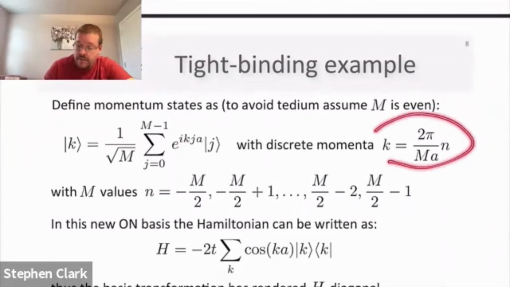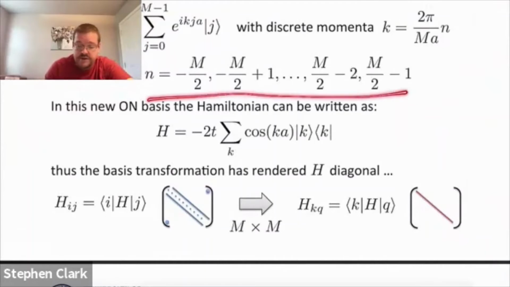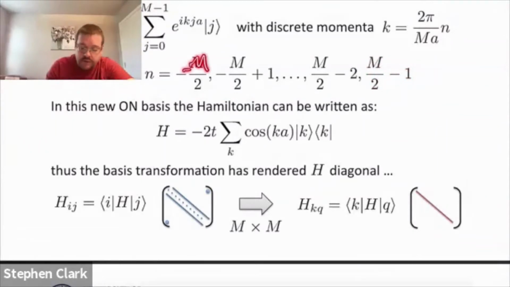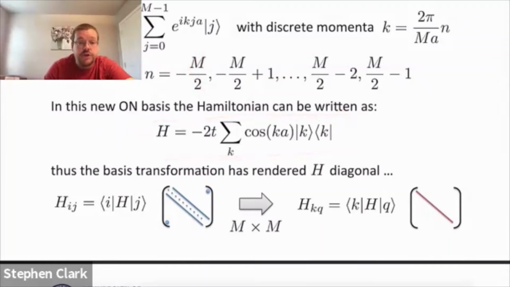If you do this, you need certain values of K to diagonalize it. They're given by this sequence of K's here. Notice we don't have m on 2; it's m on 2 minus 1 through minus m on 2. That's because those two points, m on 2 and minus m on 2, are the same point, so you don't have it twice. And if you do that, you will diagonalize the Hamiltonian and get this cosine dispersion relation.